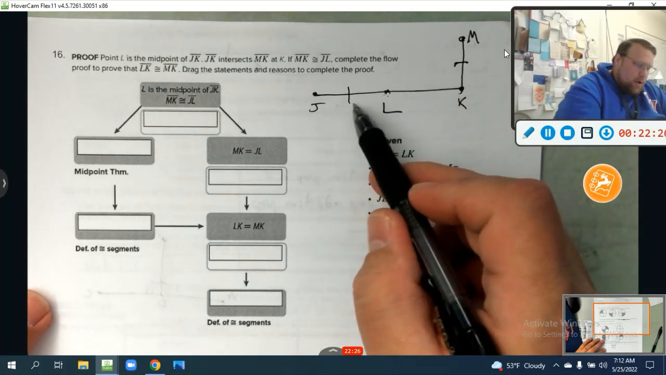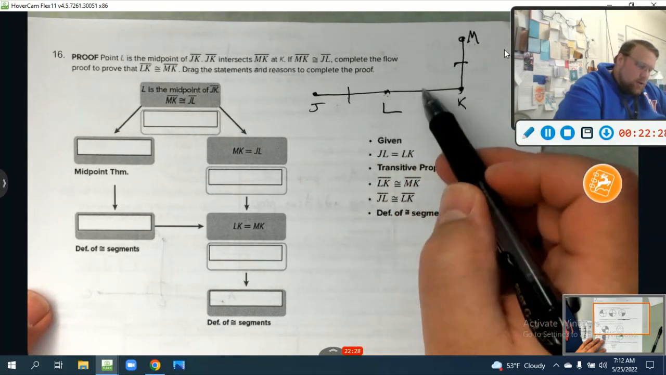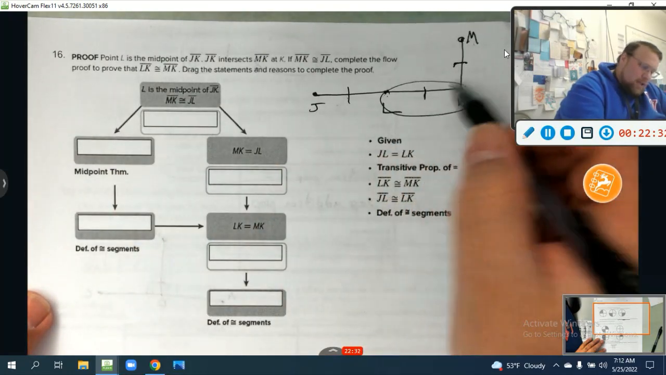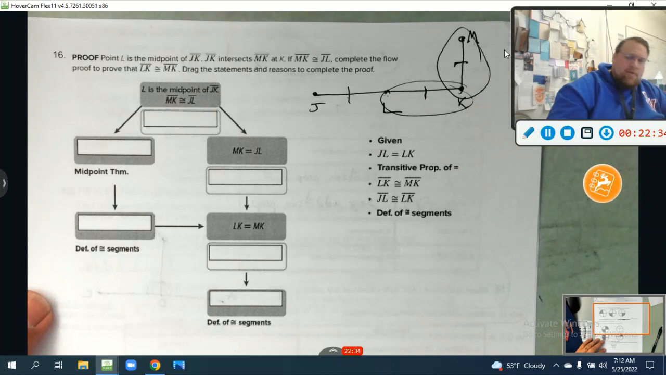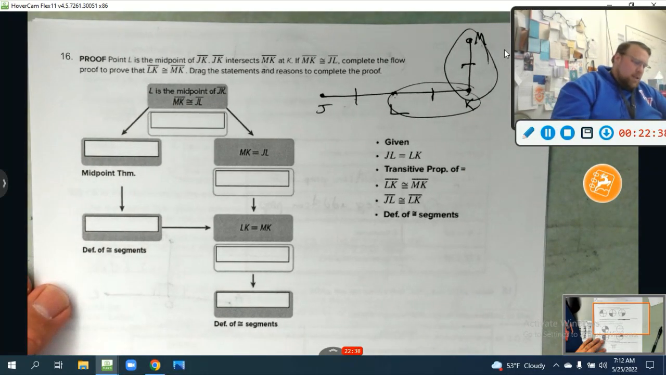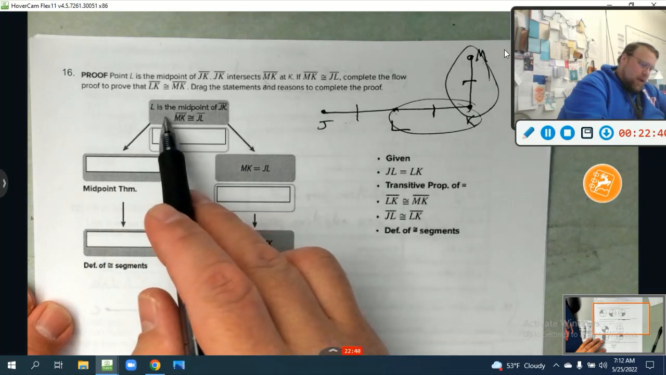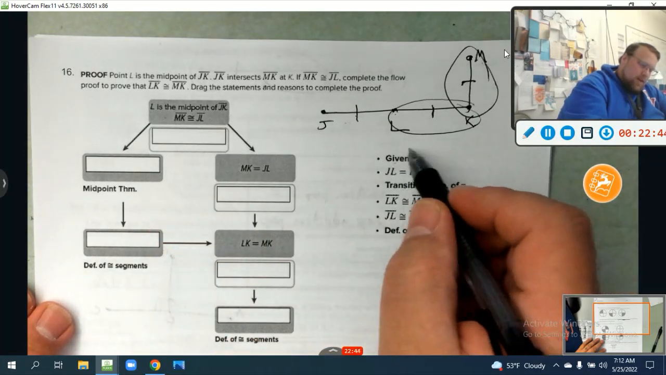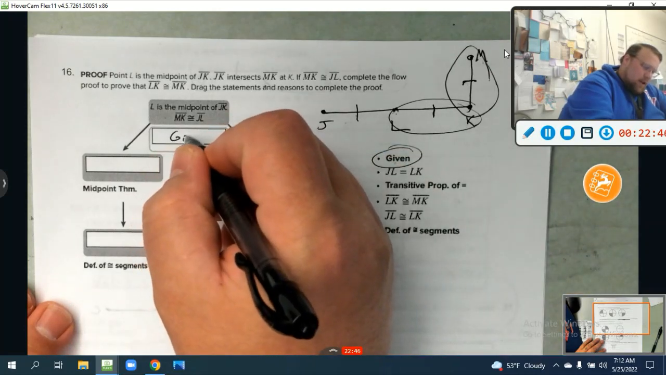We know L is the midpoint, which means JL is congruent to LK, and it wants us to prove that LK is congruent to MK. Okay, well, which makes sense, right? We just kind of showed that by drawing in the lines. Well, let's see what we're doing here. So, what do we have? L is the midpoint of JK, MK is congruent to JL. That's our givens. So let's write given in here.